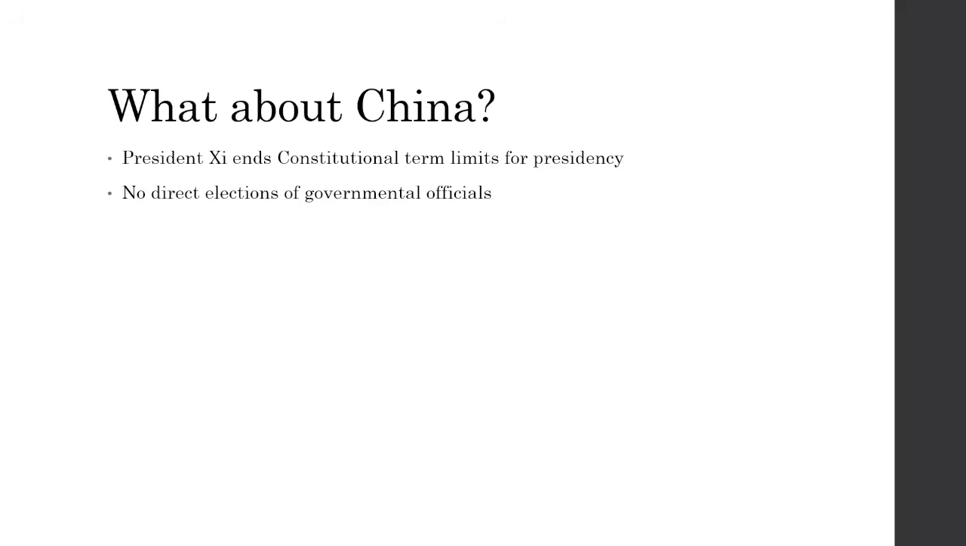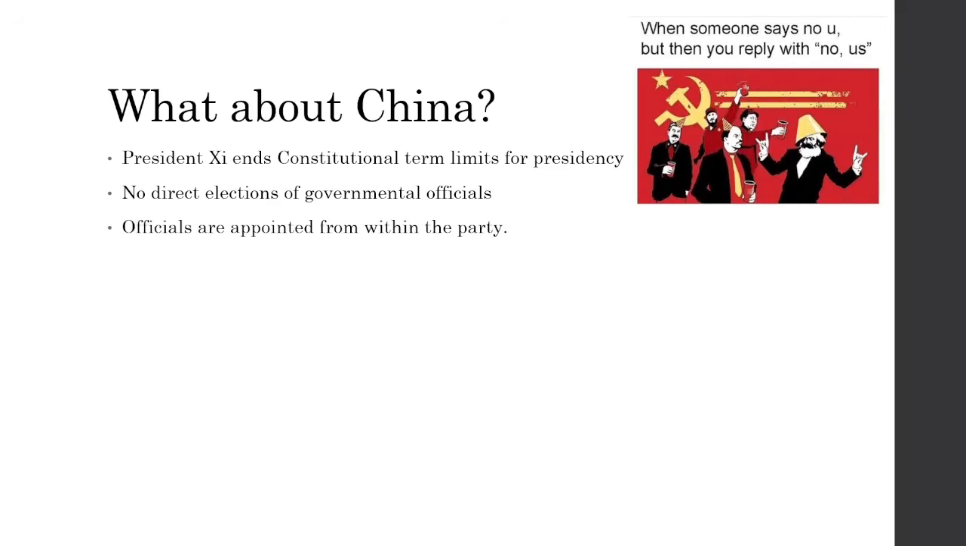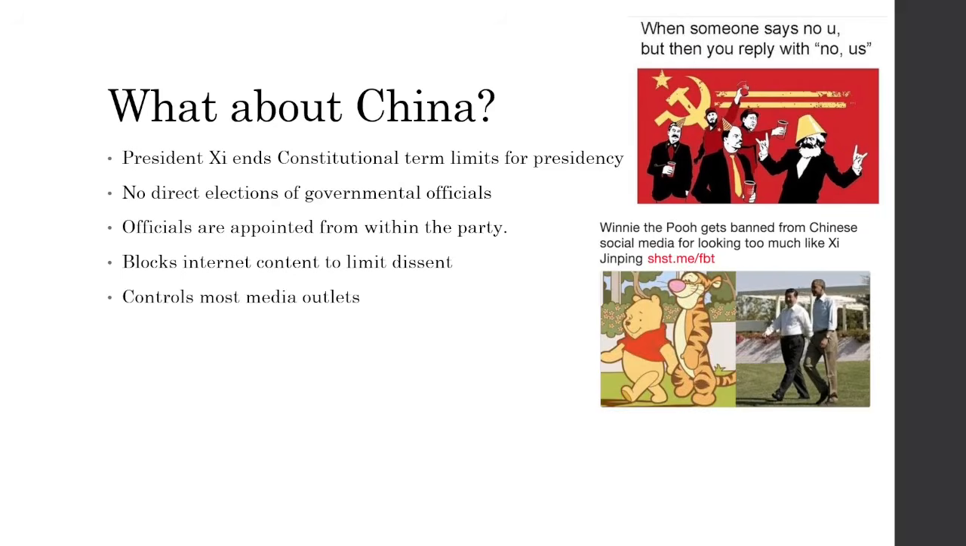No direct elections of government officials. There's no free, fair, competitive elections for these national government officials. Officials are appointed within the Communist Party. They have to be communists. And if they say no to communism, that sucks. They can't be in the political system. They block internet content to limit dissent. They don't want people speaking out against the government or even being exposed to dissent. And they control most media outlets for this reason. There's no transparency in what they do. They do anything because they just want to.